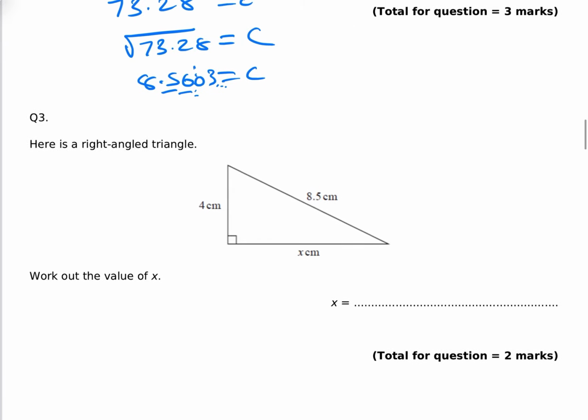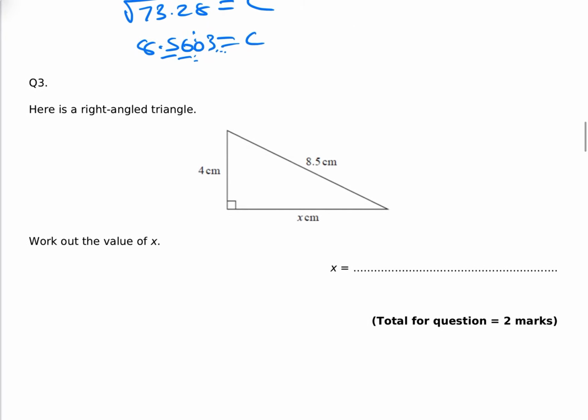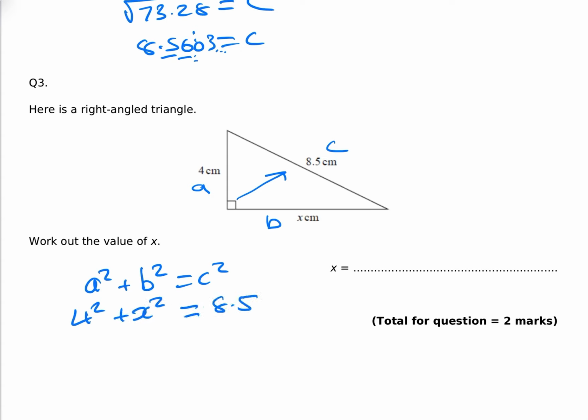Let's have a look at a question where we are not looking for the longest side, but for one of the shorter sides. For this question, 8.5 is what we're going to call C. A and B again don't matter, so I'm going to call 4 A, and we are looking for B now. If I use my normal formula of Pythagoras, A squared plus B squared is C squared, A is 4 squared, B is x squared, and C is 8.5 squared, and I need to work out what x is. So I'm going to rearrange this. I'm going to subtract 4 squared from both sides, so x squared equals 8.5 squared minus 4 squared.